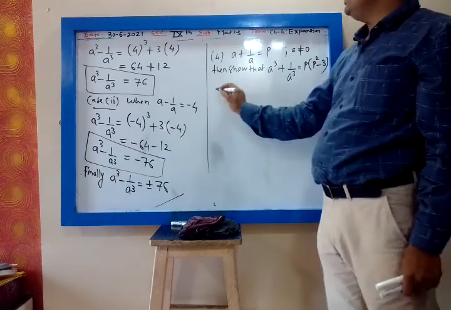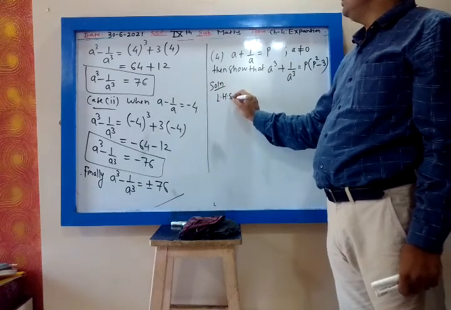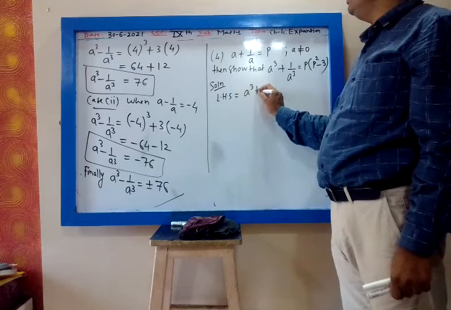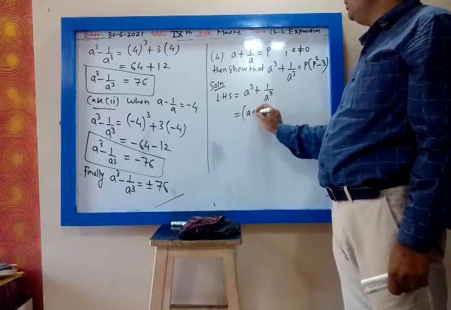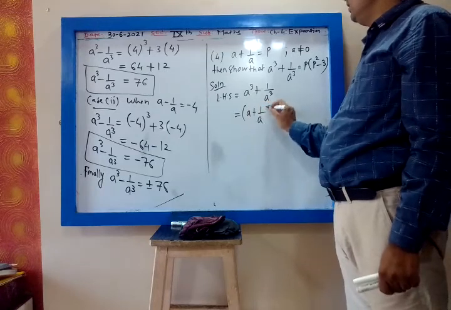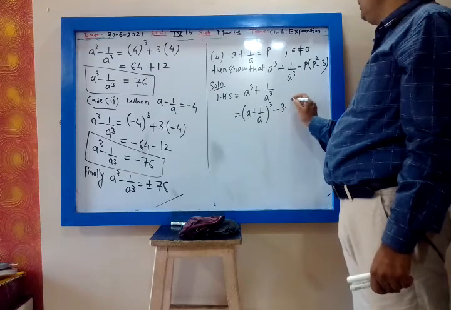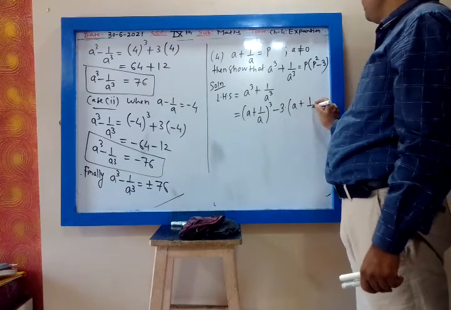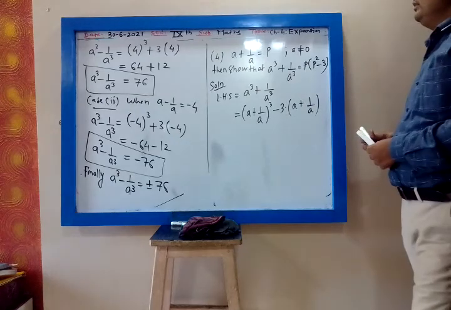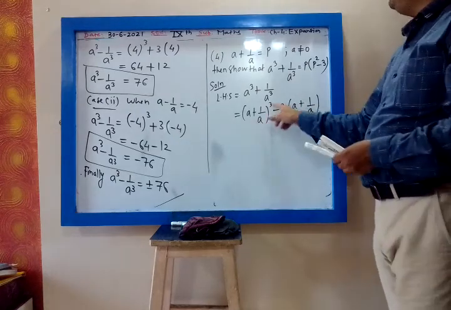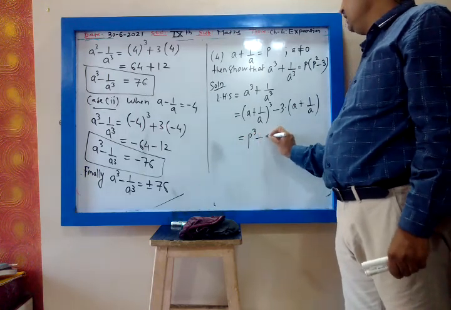So consider left hand side. What is that? A cube plus 1 upon a cube. Use the formula. That will be a plus 1 upon a whole cube minus 3, inside plus, outside minus, minus 3 into a plus 1 upon a. Now you put the value of that. A plus 1 upon a is p. So that becomes p cube minus 3p.